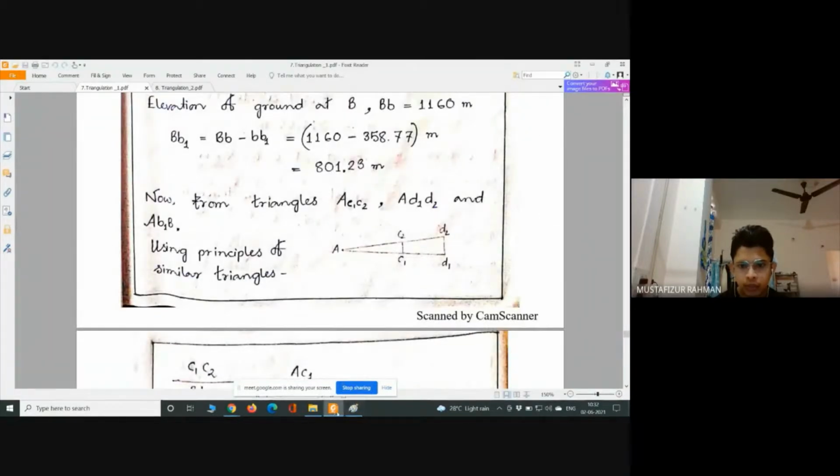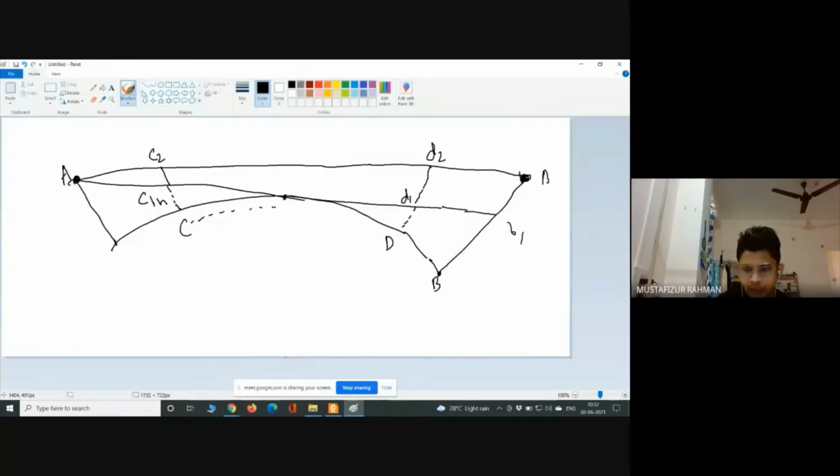Yeah. And what we did, from the formula, we got this value. From the formula, we got these values, right? These H's, we got these values from the formula. Now at B point, we know the elevation. That means we know the vertical distance from the datum. So from this value, we subtracted this much and we got this value, right?